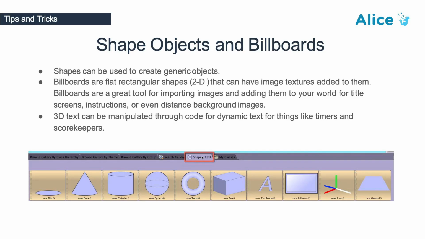Shapes can be used to create generic objects. Billboards can have image textures added to them, and they can be used for backgrounds or directions. 3D text can be manipulated through code for dynamic text. We'll go into the advanced techniques more in future lessons.